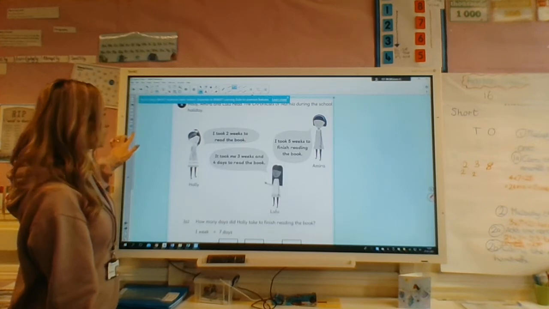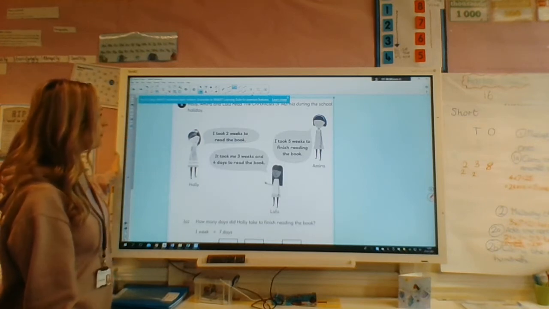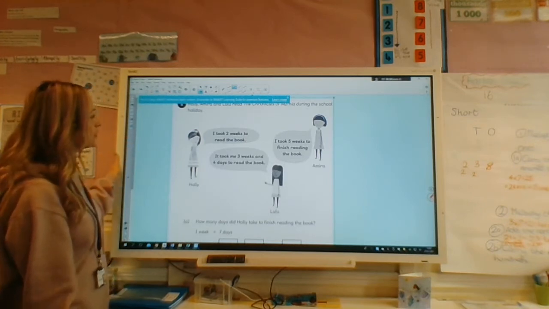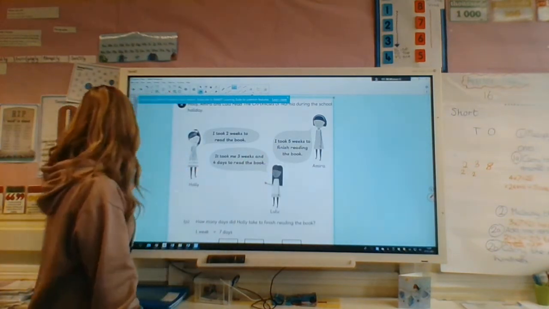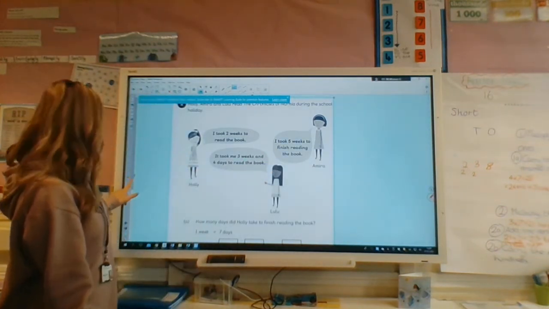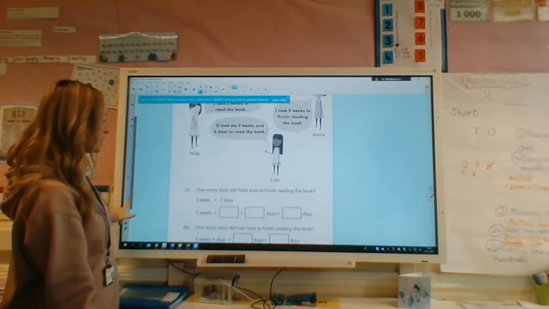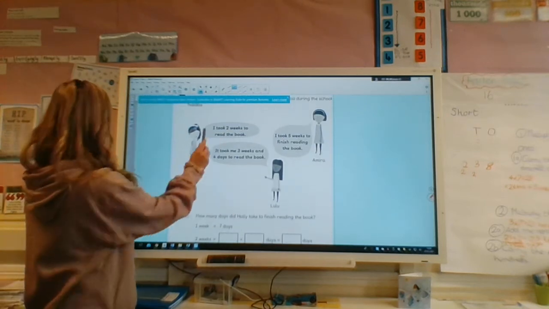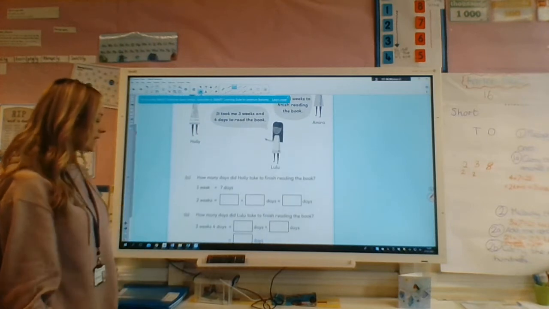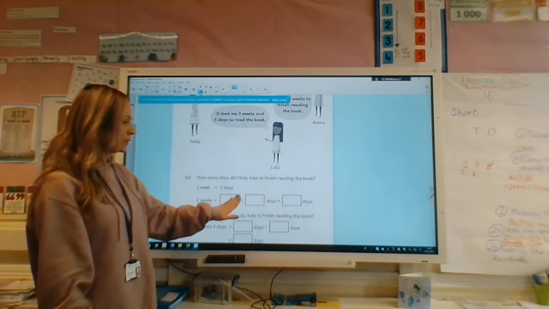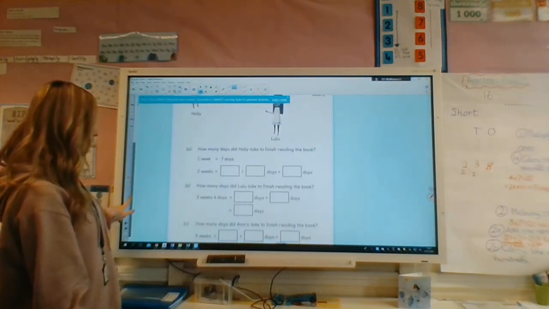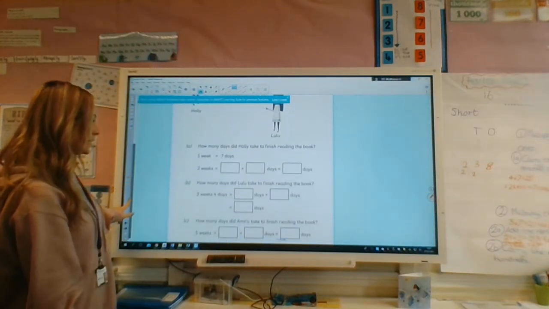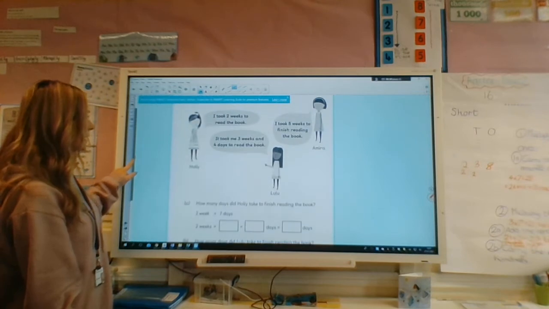And then question 2 is about weeks. So Holly, Amira and Lulu read the Chronicles of Narnia during school. It takes Holly 2 weeks, Lulu 3 and Amira 5 weeks. How many days did it take Holly to finish reading the book? So Holly took her 2 weeks, so how many days is that? So 2 times how many days would that answer be? And then how many days did it take Lulu, and how many days did it take Amira?